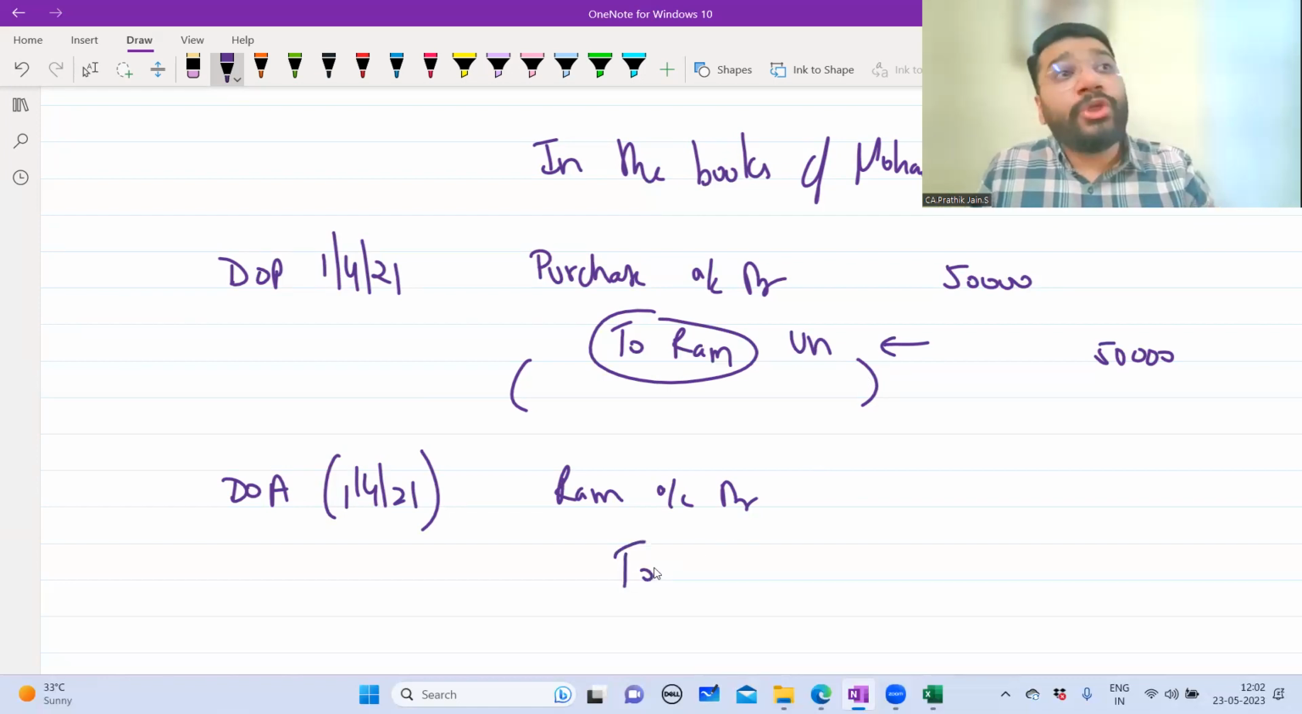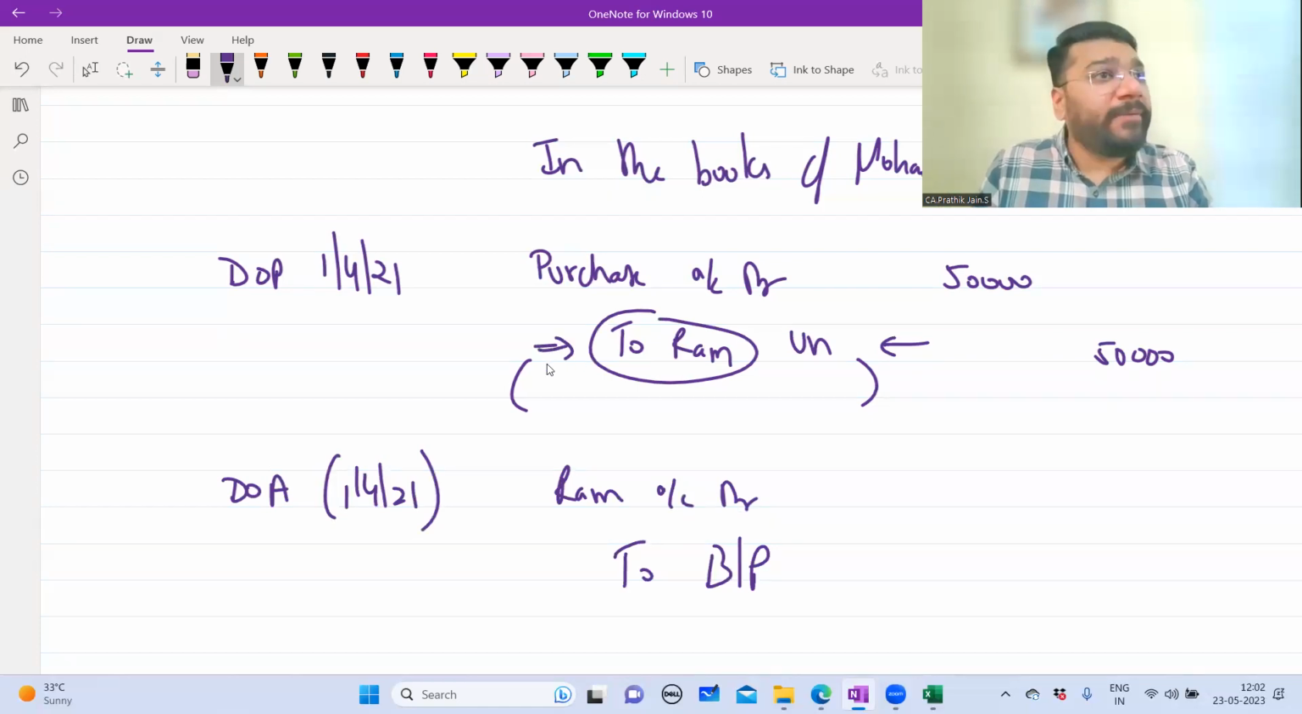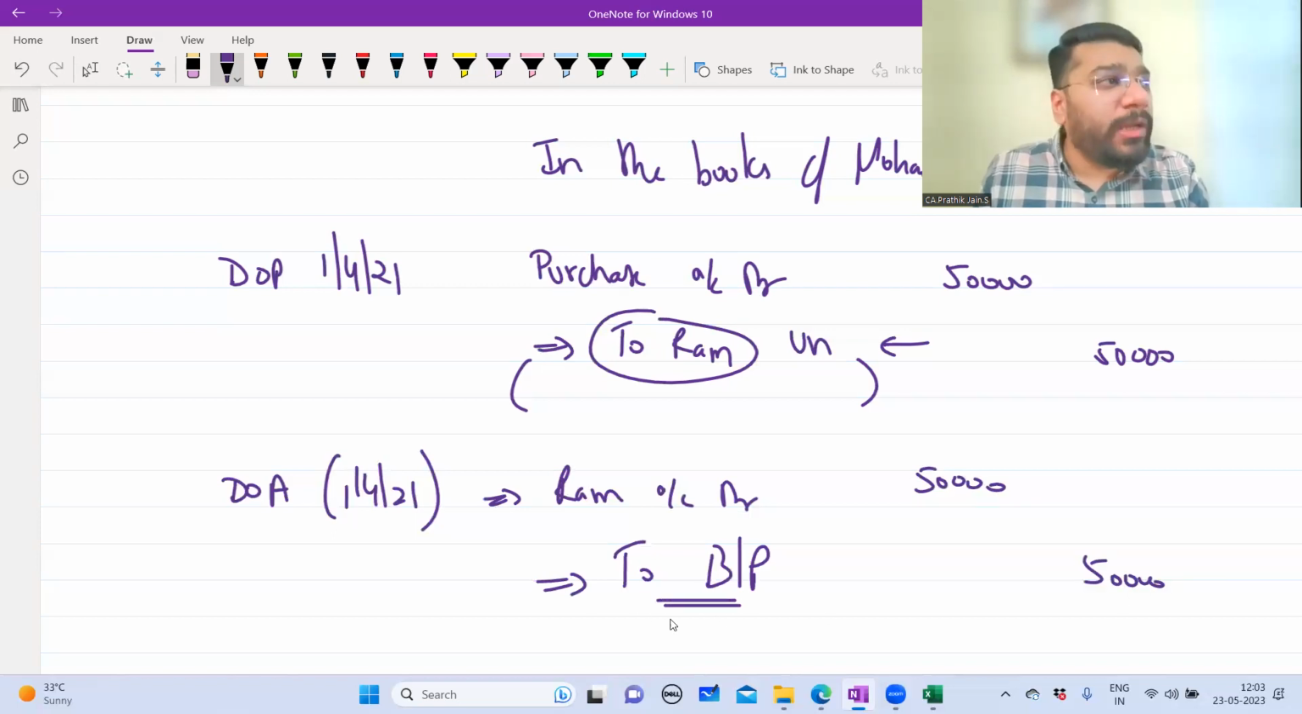And in place of that, a new liability is created in the name of bills payable. Yes, Ram is a liability. Now we are reversing the unsecured liability and creating a secured liability, which is bills payable. So Ram account debit to bills payable. Bills payable is a liability. To record a liability as per the modern approach, we have to credit it.